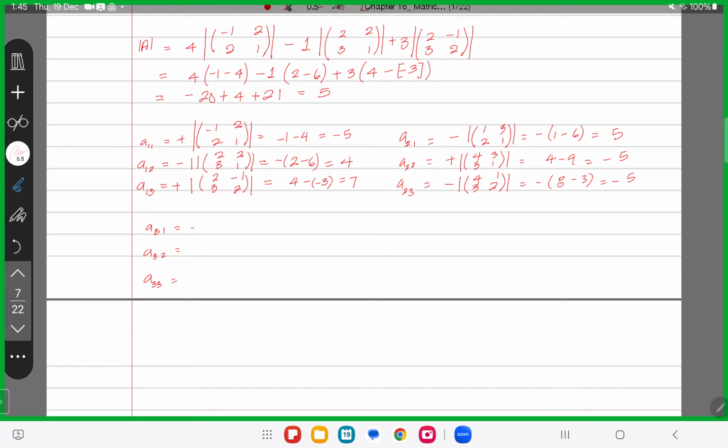The third row. Sign convention: positive, negative, positive. For 1, -1, 3, 2, this is 2 minus minus 3, which is 5.